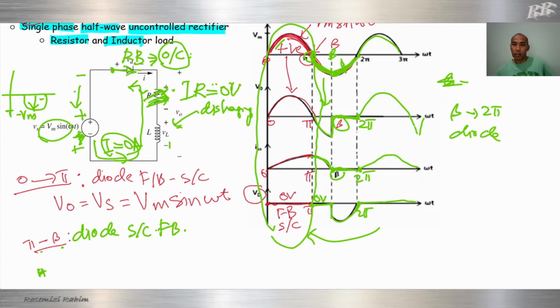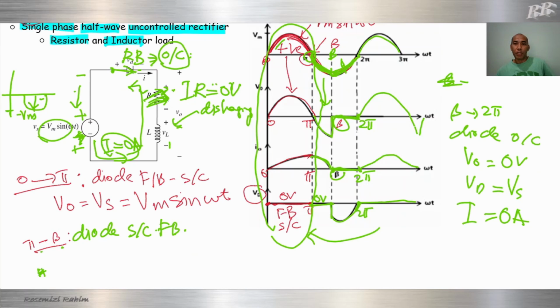Diode open circuit. V out will be equal to 0 volt. V diode is the same as V source. Current will be 0 due to open circuit. Okay, this one is okay. Now we have finished the waveform.